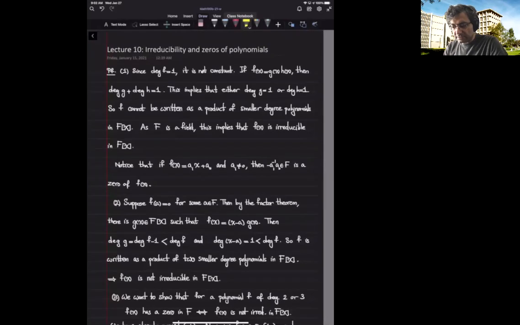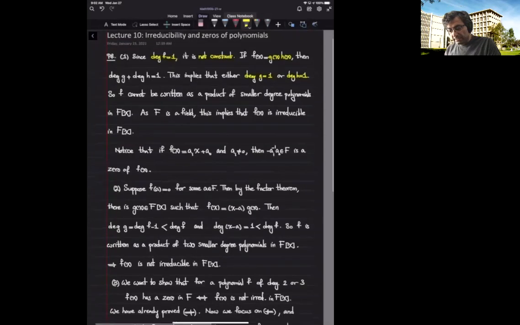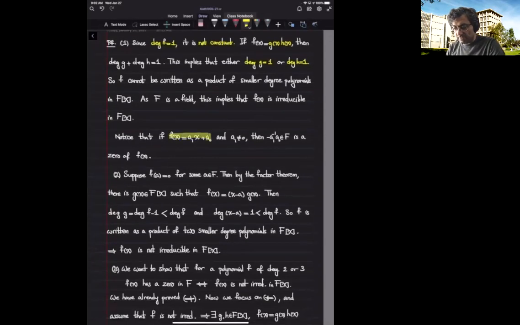So again, if the degree of f is 1, automatically it's not constant. And if I write it as a product of 2 polynomials, then one of them should be of degree 1. So that means it cannot be written as a product of smaller degree polynomials. And if f has degree 1, then it is of this form, and the leading coefficient is not 0. I mean, that's the definition. A1 is the leading coefficient, and therefore I can set it equal to 0 and solve for x, and I get that negative A1 inverse A sub 0, which is an element of the field, is a 0 of this degree 1 polynomial.